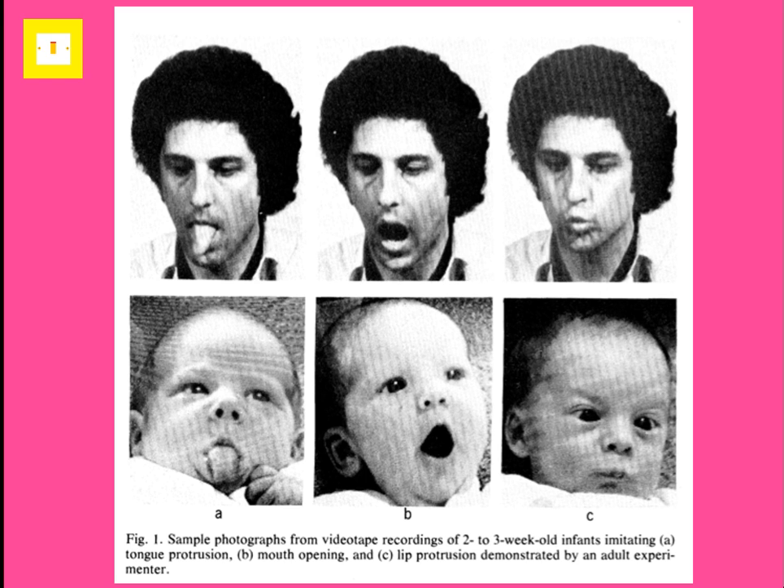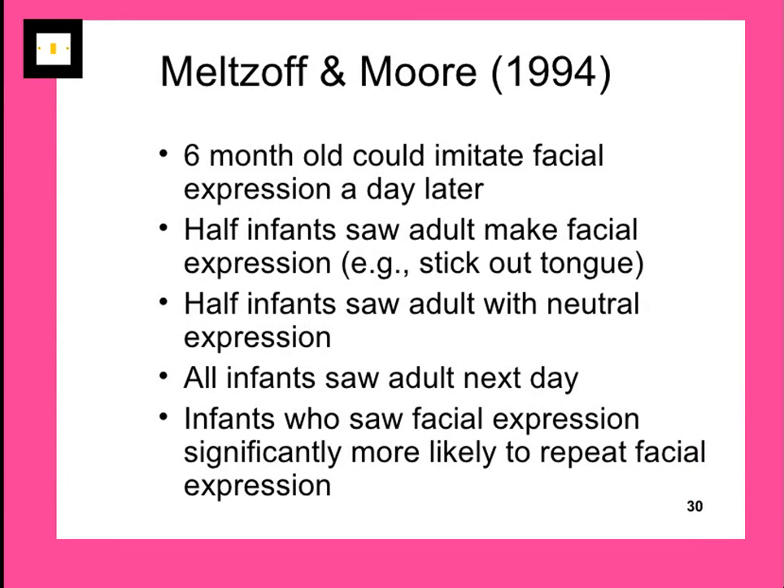What you can see at the top is somebody doing 3 quite distinctive facial expressions, and what we can see at the bottom is the baby mirroring those facial expressions. So if you see here, it says at the bottom, sample photographs from videotape recordings of 2 to 3 week old infants imitating. The first one is a tongue protrusion, the second one is the mouth opening, and the third one is a lip protrusion. Now, have a look at this study, and this should show that there is some mirroring between this. So here's the study.